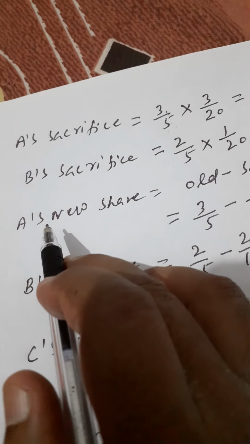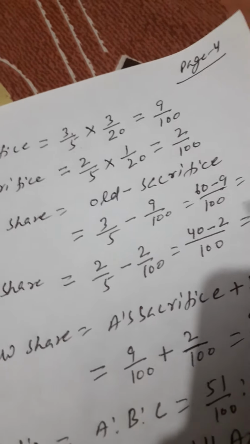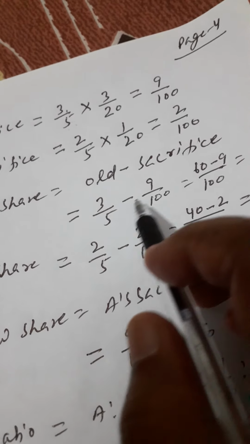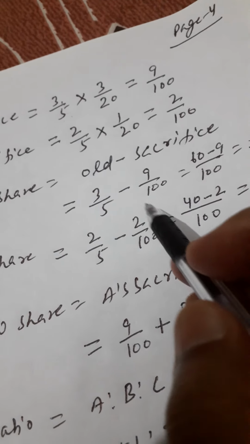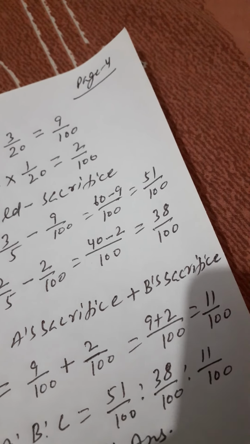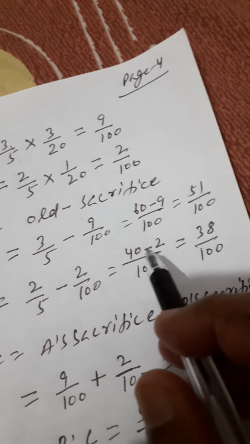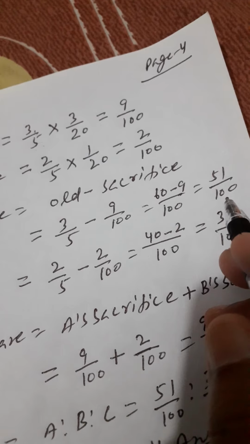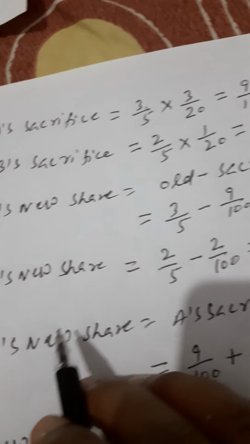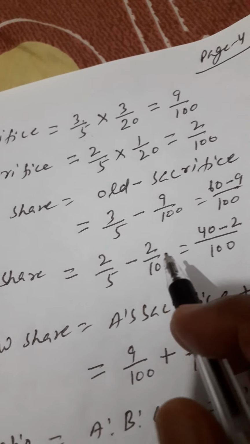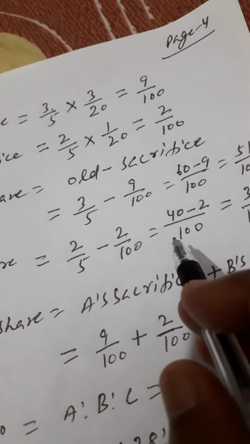Now you have to calculate A's new share. A's new share will be old share minus sacrifice. Old share is 3 by 5 and sacrifice is 9 by 100. Denominator will be 100, and you will get 51 by 100. Similarly, B's new share will be old share 2 by 5 and sacrifice 2 by 100. Then you will get 38 by 100.